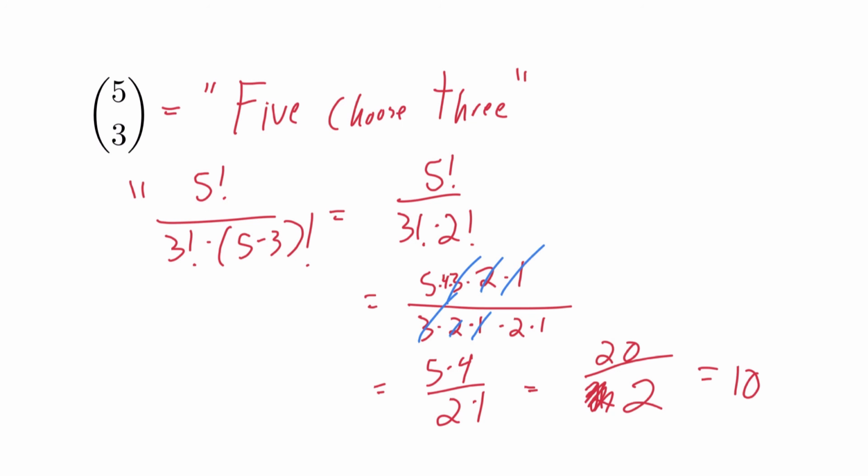So we've seen many different examples of how to compute factorials alone and also binomial coefficients, which of course require factorials. So now let's get into actually relating these to problems in combinatorics.